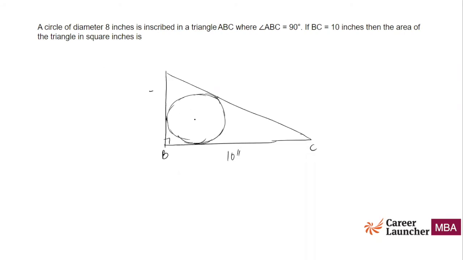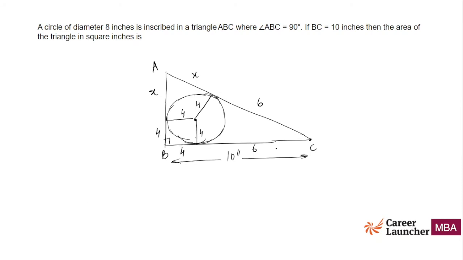And the diameter is 8, that means the radius is 4. So this is 4 and this is 4. That means this is 4, this is 4. If we join this, of course, this is 4. If this was total 10 inches, 4 inches is over here. So this is 6. That means this is 6. Why? Because it looks like a pair of tangents to the circle, right? That's what it is. And suppose this is X, this is X.